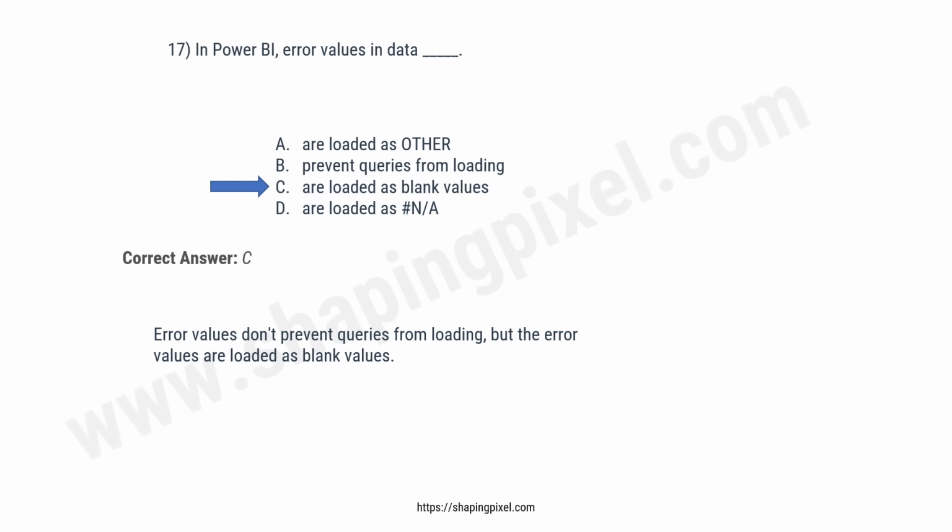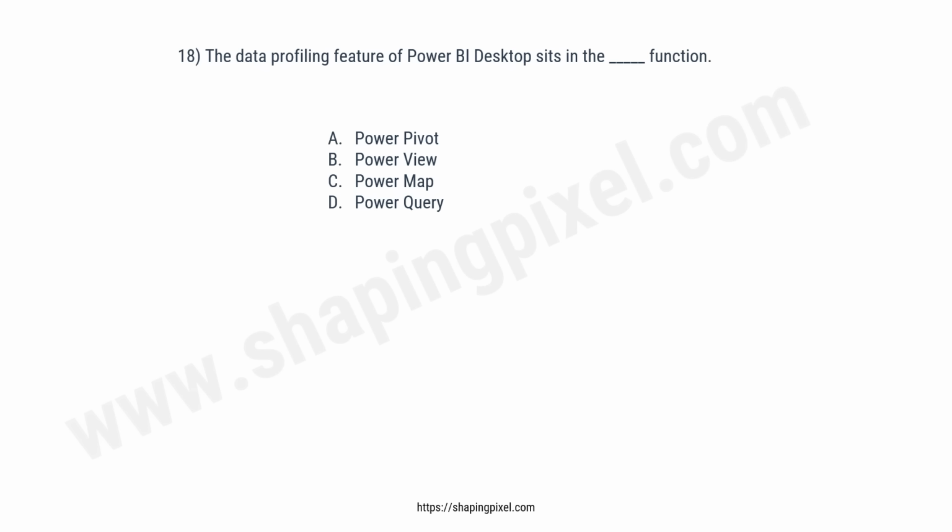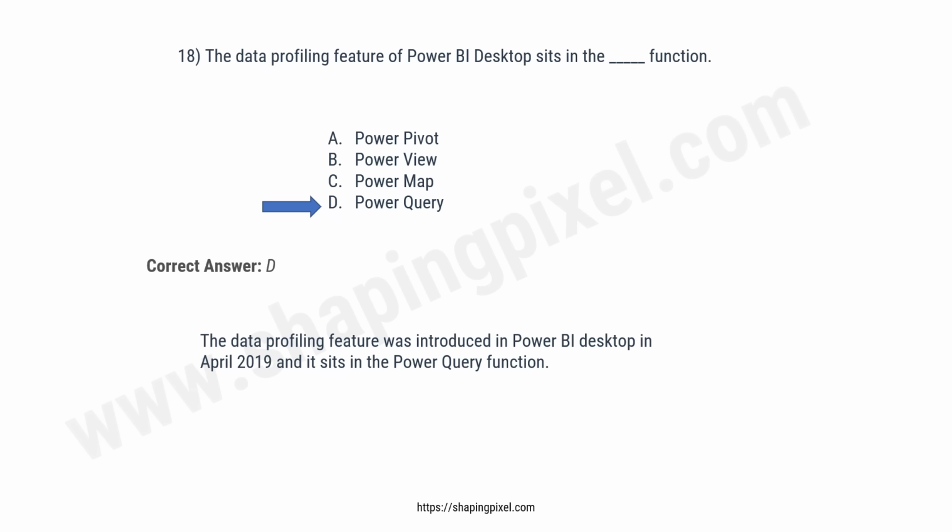Question number 18. The data profiling feature of Power BI Desktop sits in the dash function. And we have four options: Power Pivot, Power View, Power Map, and Power Query. So the right answer here is option D, Power Query. The data profiling feature was introduced in Power BI Desktop in April 2019 and it sits in the Power Query function.